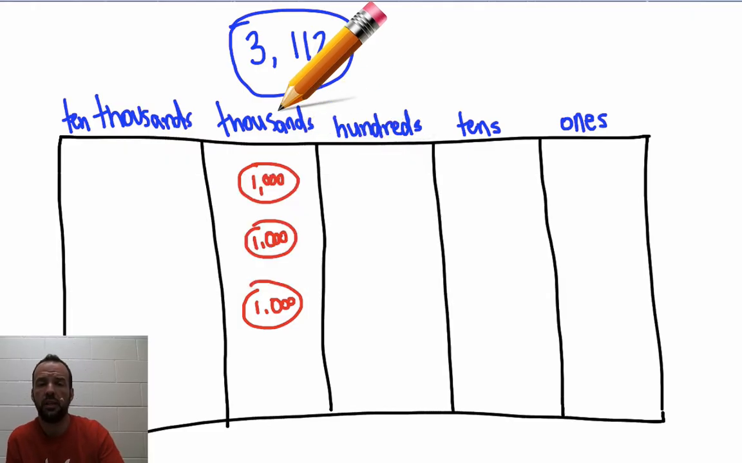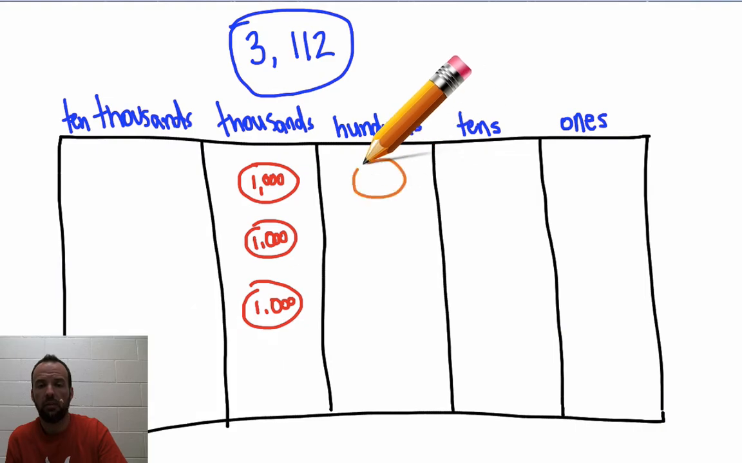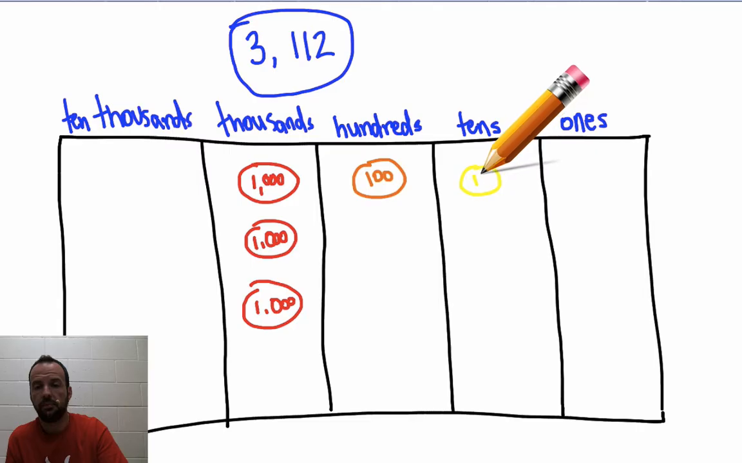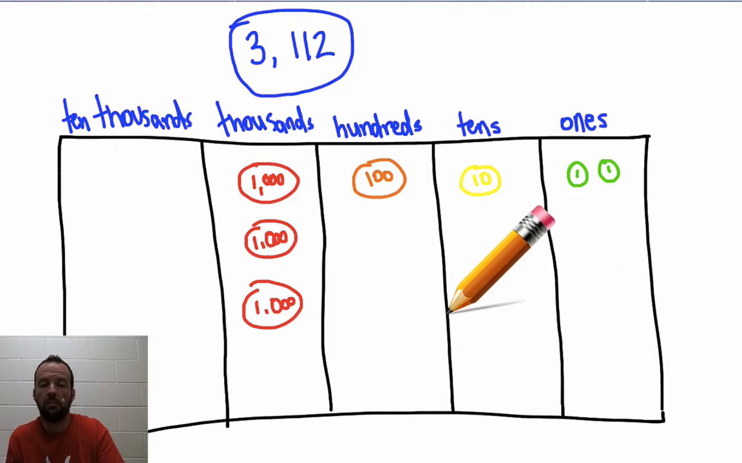Awesome. Okay, so if I'm reading this number, I'm going to read it as 3,112. Okay, 3,112. So that's my number. If I was going to model it here, I would have my 3,000s, which I already have drawn. I would have 100, I would have 10, and I would have 2 ones. Perfect, so that's how I could model it or represent it on this place value chart.